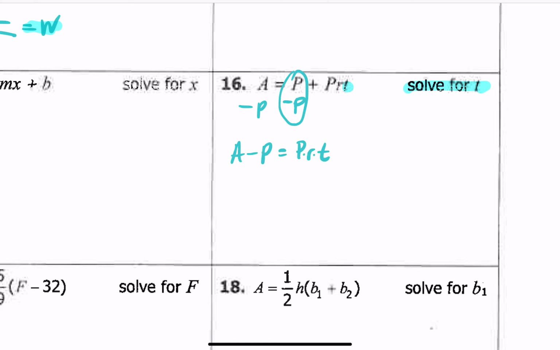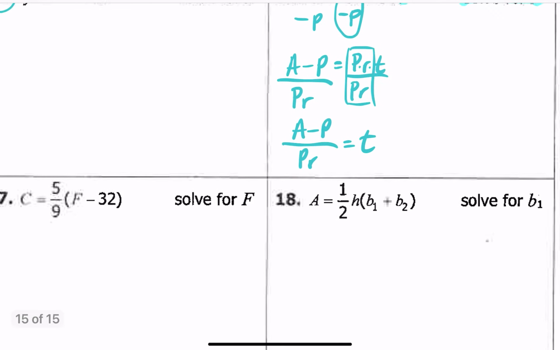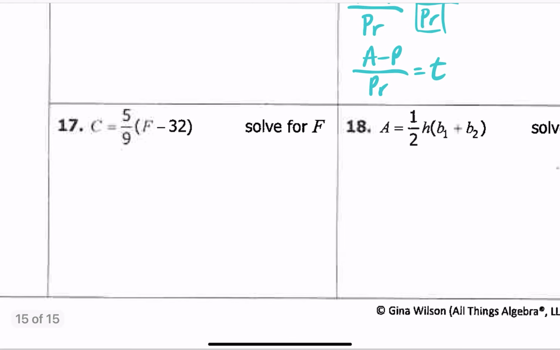Because these are all multiplications, I need to undo them by dividing. I can actually undo them at the same time because p times r over p times r is going to be 1 no matter what those numbers are. I've got to do the same thing to both sides. So PR on the bottom here. And that's my answer because A minus P over PR equals T. And I got T alone. That was my goal. Okay, number 17, solve for F.